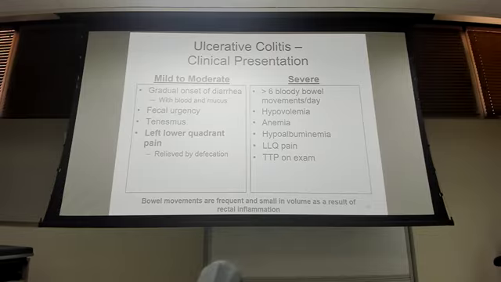Moving into the severe side, now we're having more bloody bowel movements, more than 6 a day. They can start showing signs of hypovolemia, and anemia because of the amount of blood loss. Hypoalbuminemia, so decreased protein. The left lower quadrant pain is still there, and often they will have tenderness on palpation on exam. And for severe disease, the left lower quadrant pain is not relieved by defecation. So know the difference between UC mild to moderate and severe.